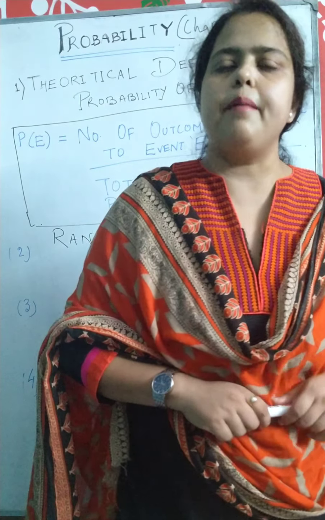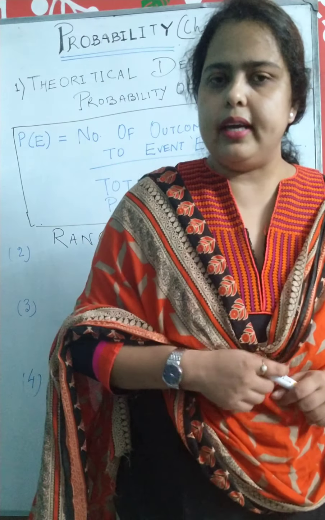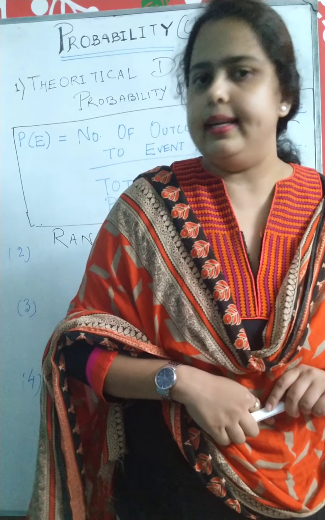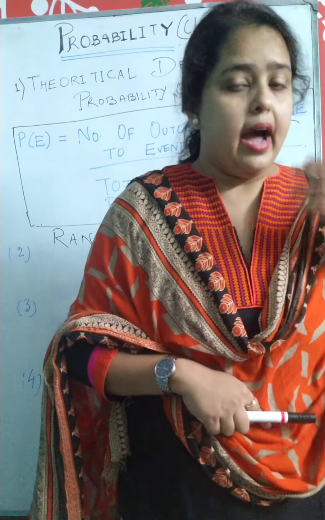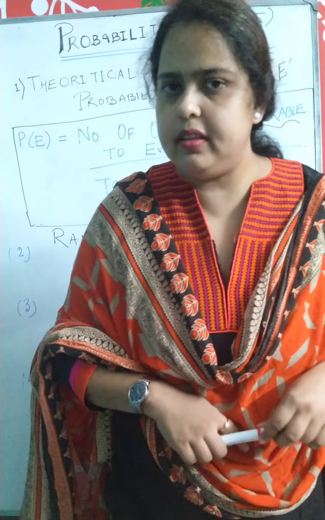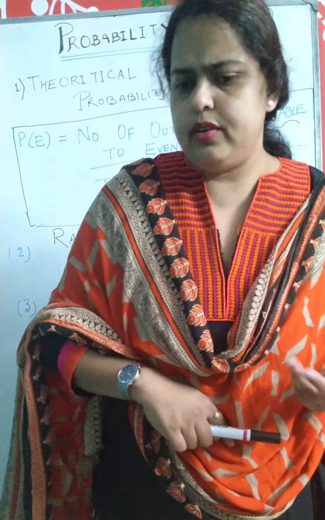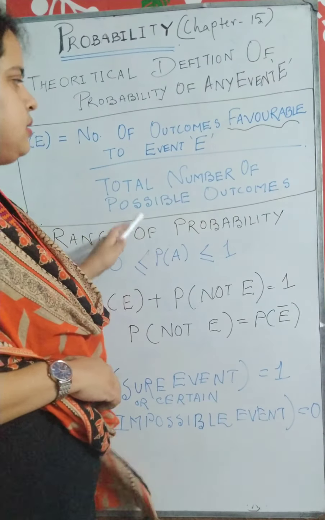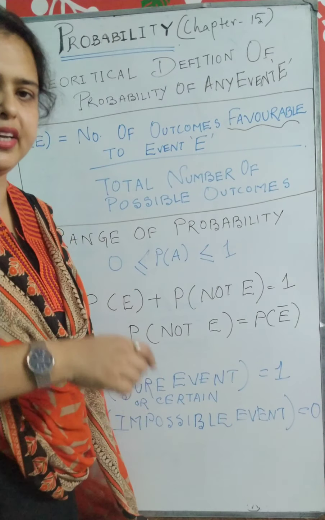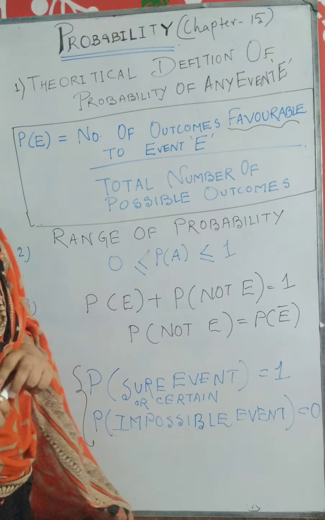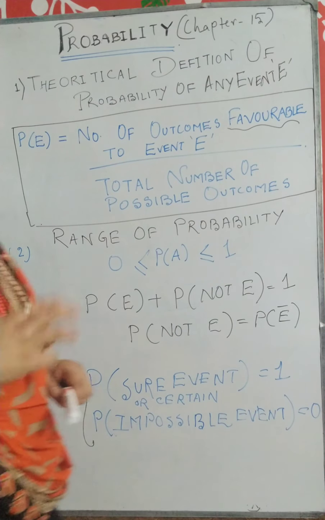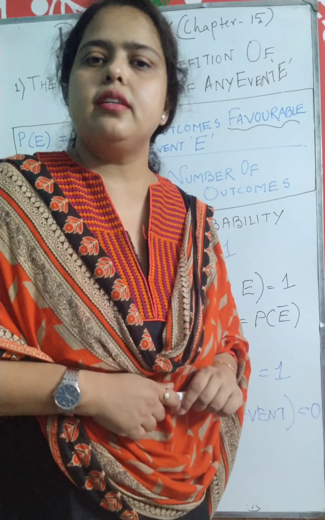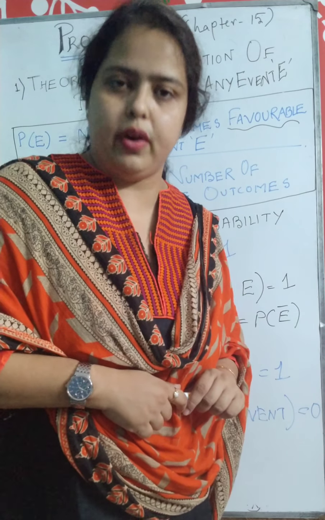Correct. Say for example, after tossing a coin, I'm going to get head. So the result is head. And how many outcomes can be there? That is 2, head or tail. So the total number of possible outcomes is 2 in the case of tossing a coin and getting a head. So getting a head is an event associated with the experiment of tossing a coin.